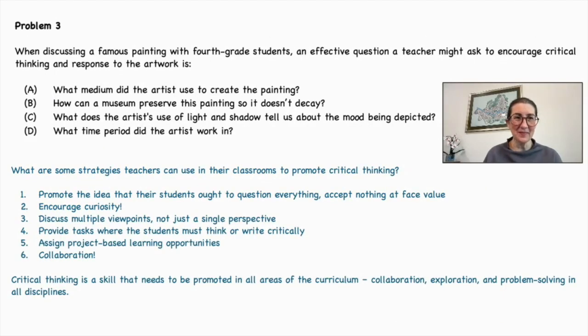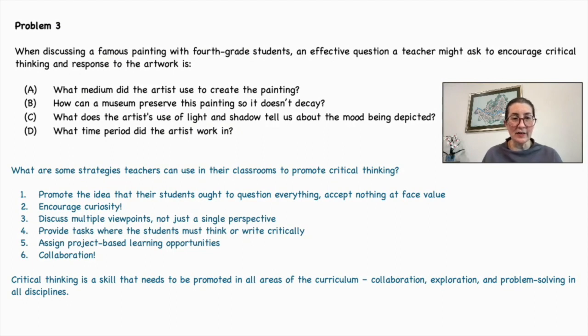Problem number 3. When discussing a famous painting with 4th grade students, an effective question a teacher might ask to encourage critical thinking and response to the artwork is, what medium did the artist use to create the painting? How can a museum preserve this painting so it doesn't decay? What does the artist's use of light and shadow tell us about the mood being depicted? Or what time period did the artist work in?